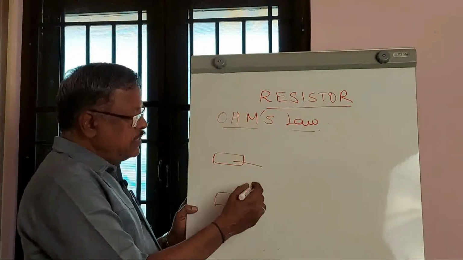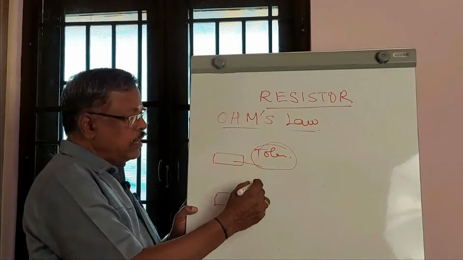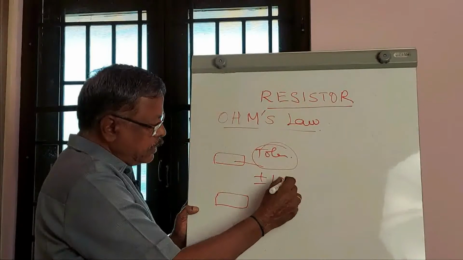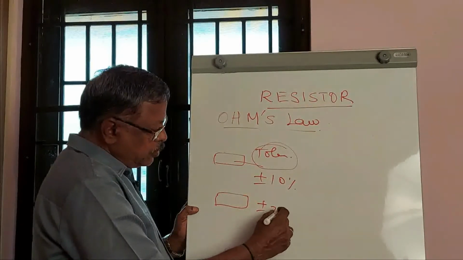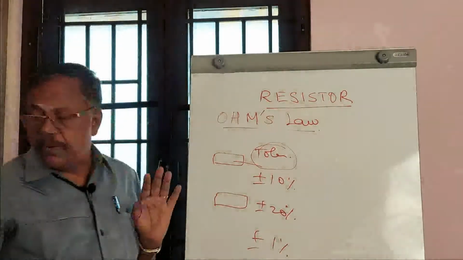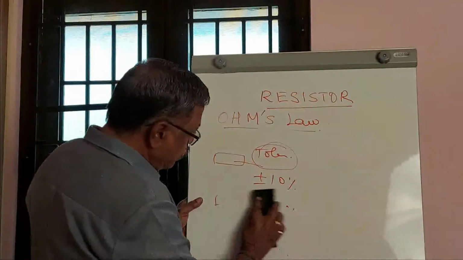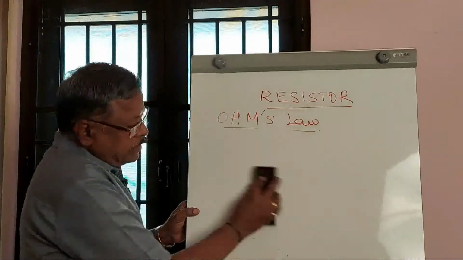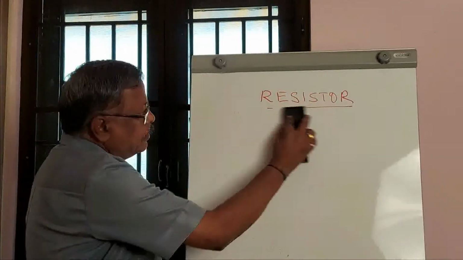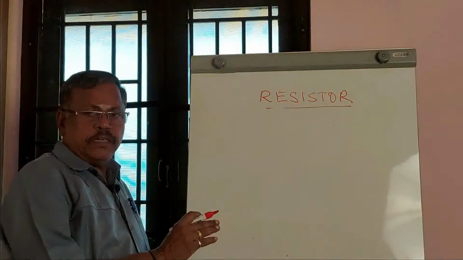Therefore, every resistor has got a tolerance value. According to the tolerance, either plus or minus 10% or plus or minus 20% or plus or minus 1%, like that, people have to choose the resistor to use in a particular circuit. And then these are the types of resistor.